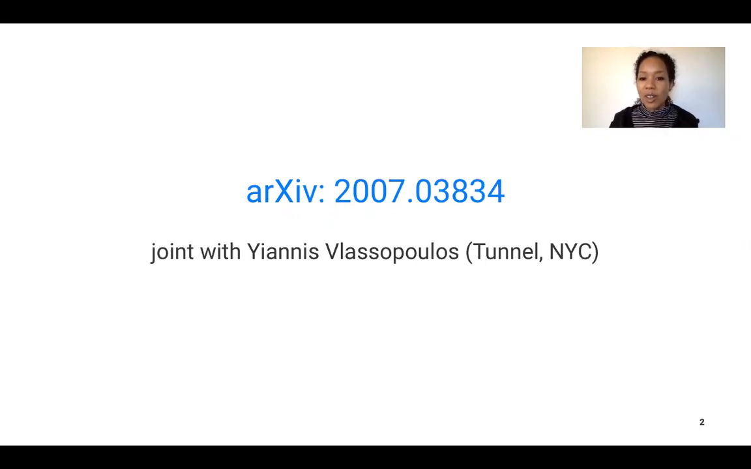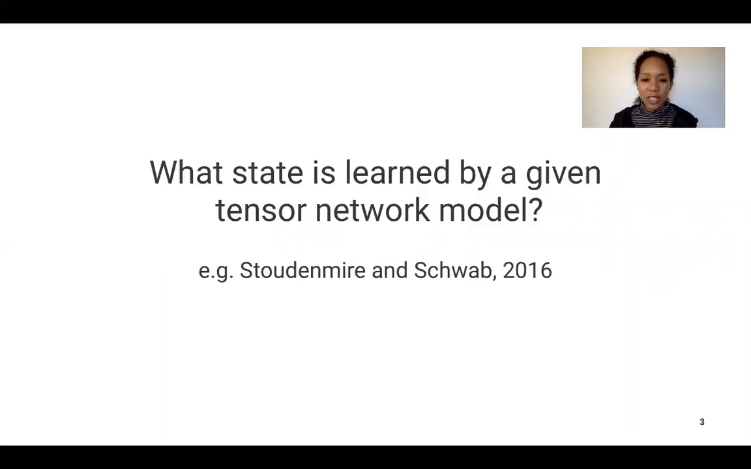And I thought I would motivate the ideas in this paper by opening with a question which I think is relevant to some of the ideas being discussed in this workshop. And that is the question of what state is being learned by a given tensor network model during training. And in particular, I'd like to think about this question in the context of the paper by Miles and David in 2016. Why this context in particular?